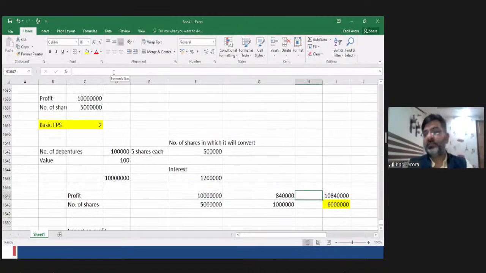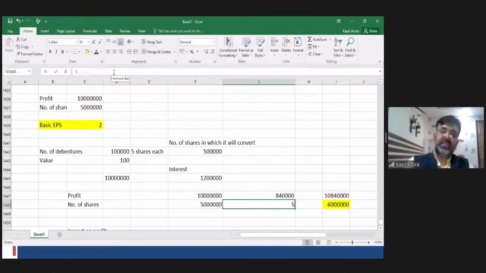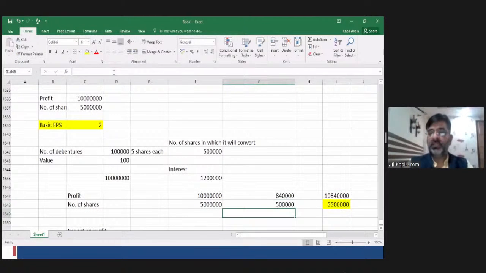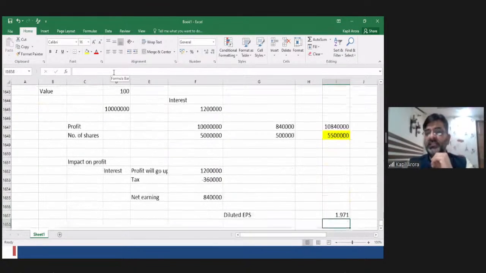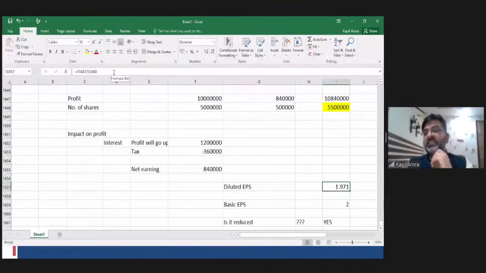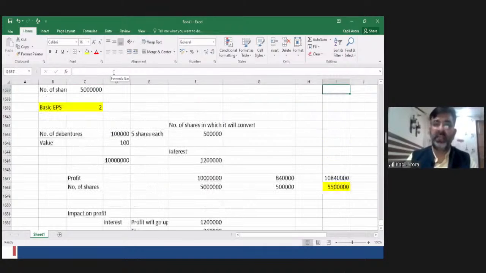The profit will be 1 crore 8 lakh 40,000. Whereas the number of shares will only increase by 5 lakh, so the number of shares will become 55 lakh. This is the changed scenario. This is not the same scenario. This is a different scenario. If this is the case, I see that the diluted EPS is coming as 1.971. Is it diluted again? Answer is yes.